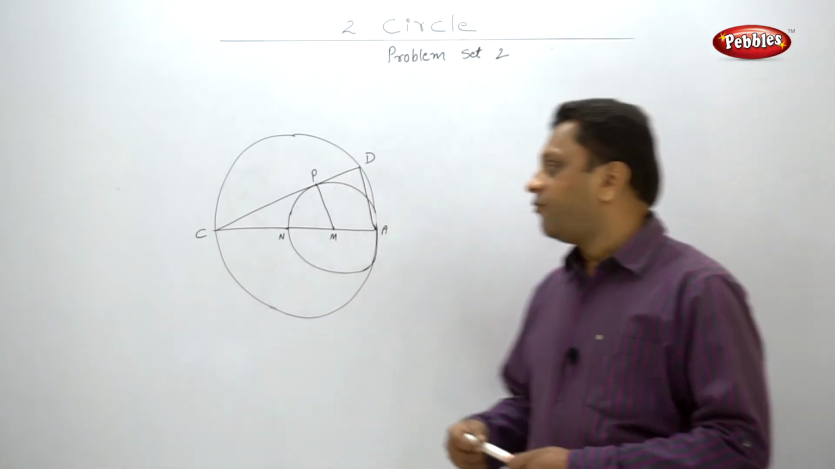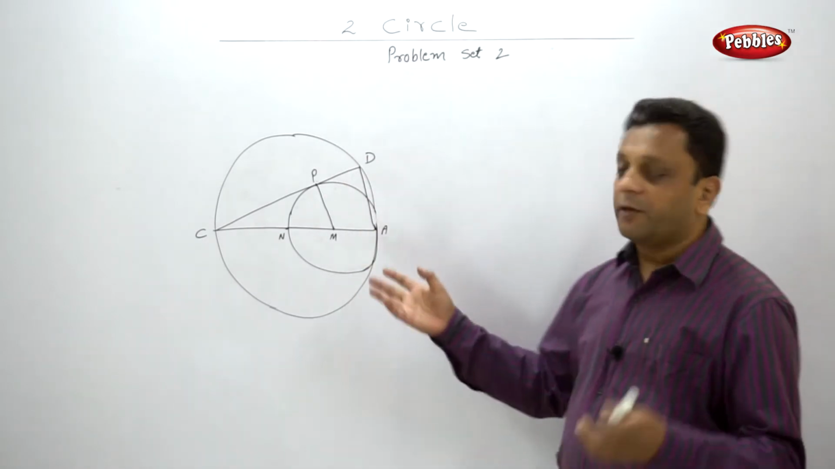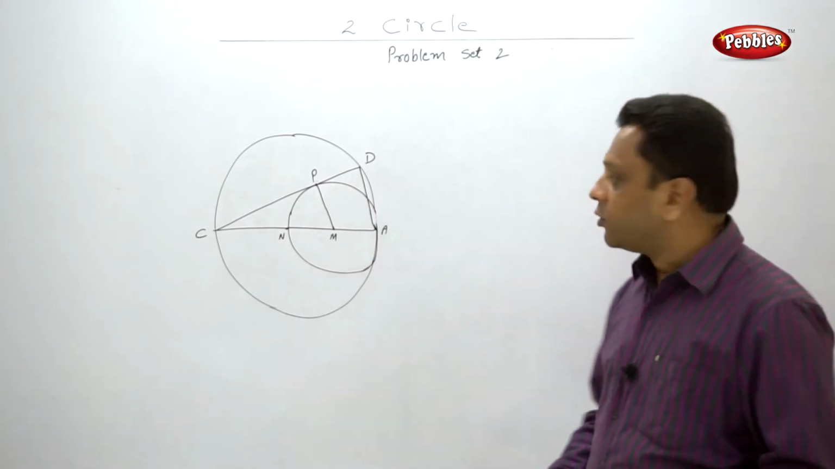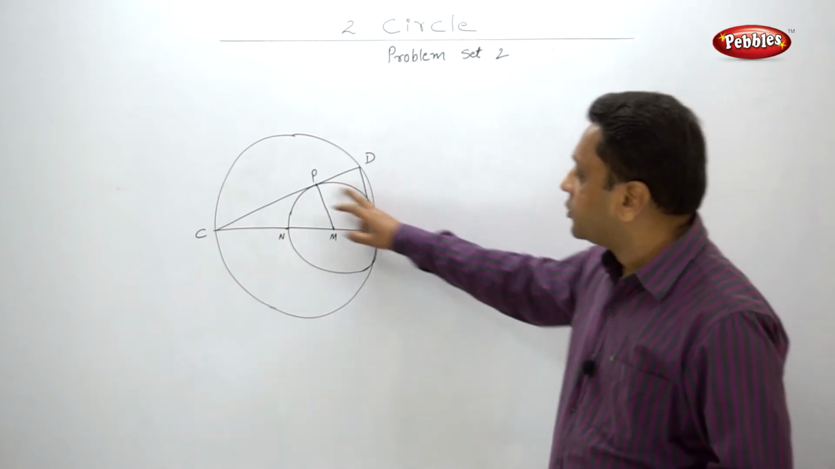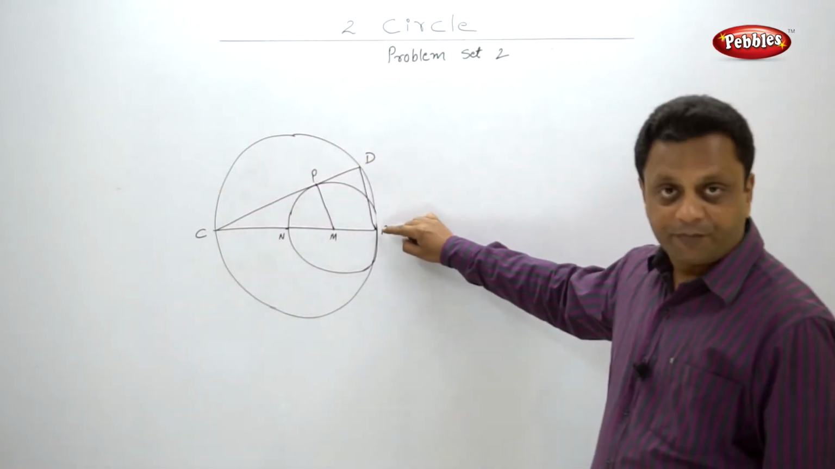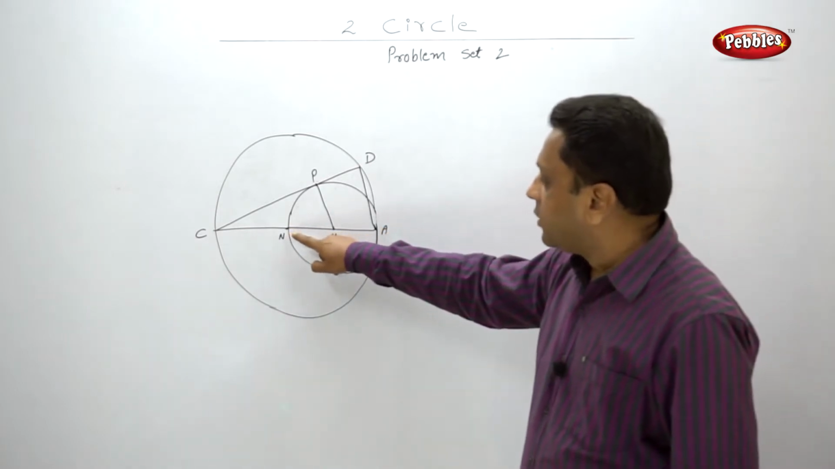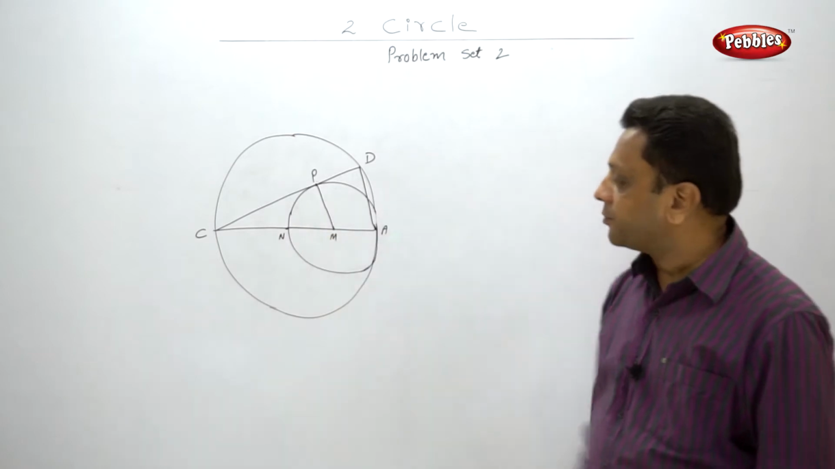Let us see problem number 4. The figure is given something like this. Don't look at my figure, it is not very perfect circles, but I'll explain the figure to you. There are two circles touching inside at point A. This is the smaller circle and this is the bigger circle, which is touching at point A. Now the smaller circle is passing through the center of the bigger circle, which is N.